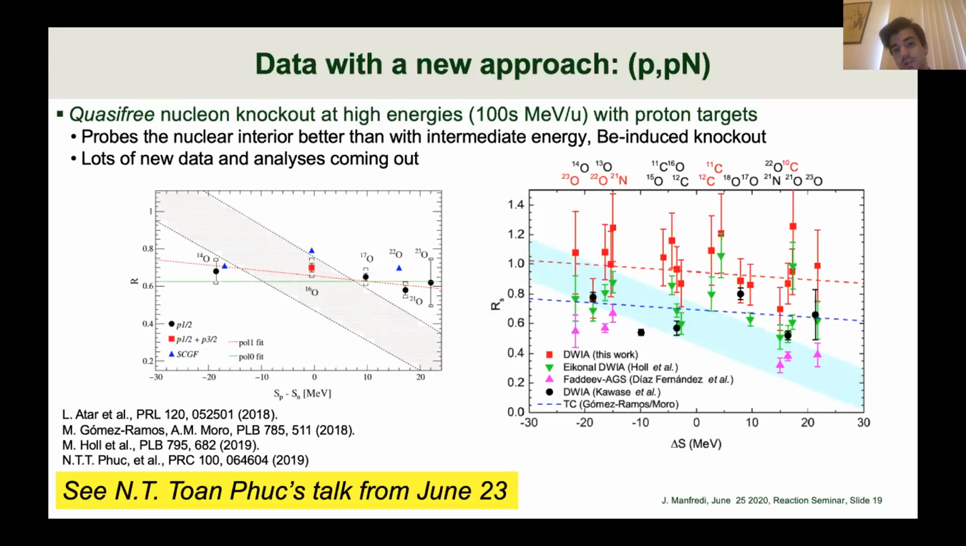And again, there's discrepancy between the P2P results and the PPN results, which tend to show weak asymmetry dependence as opposed to the strong quenching seen by knockout. And so I'm not going to go into detail here. We just had an excellent talk on Tuesday, and I encourage you to go look at that by Tuan Phuc to understand better what's happening in this space.